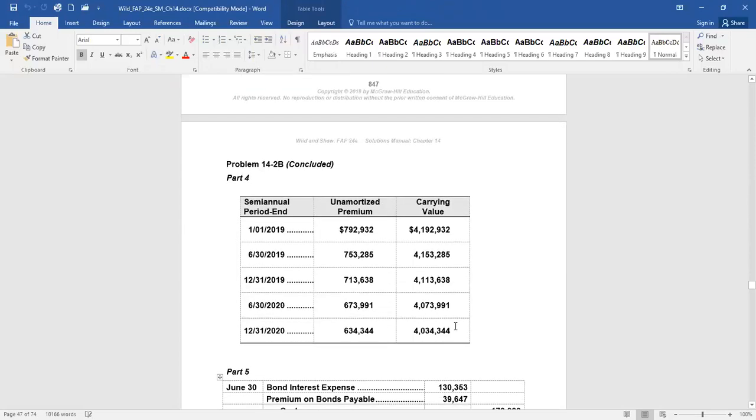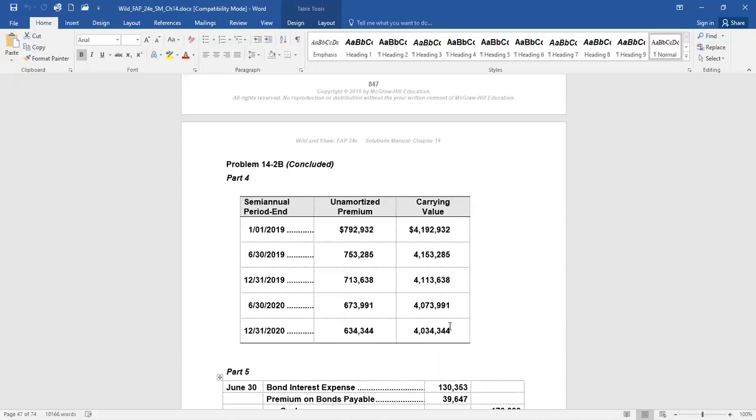Let's see the impact on carrying value. Again, to determine carrying value, you take the principal of the bond. Now, when it sells for a premium, you add the balance of any premium on bonds payable to get the carrying value. So the day the bond is sold, the unamortized premium, not yet expensed, is the amount that was paid above the face value, $792,932. So that forces our carrying value to be $4,192,932: the face value of 3.4 million plus $792,932.